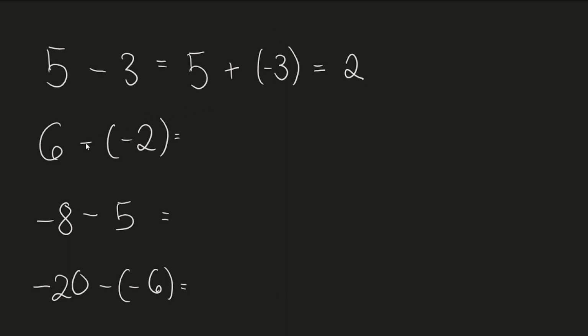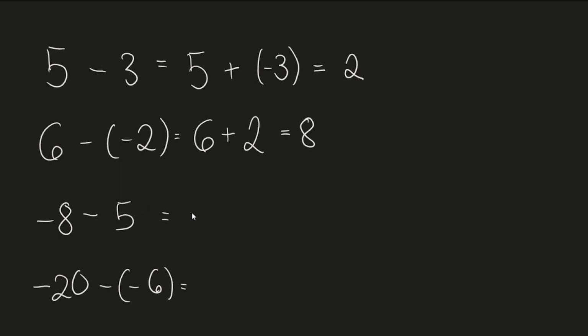Next, we have 6 minus negative 2. Take the first integer, change the minus to addition. The additive inverse of negative 2 is simply positive 2. The sum of 6 and 2 is 8.